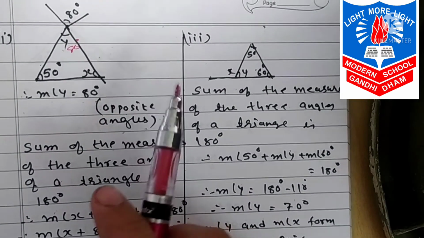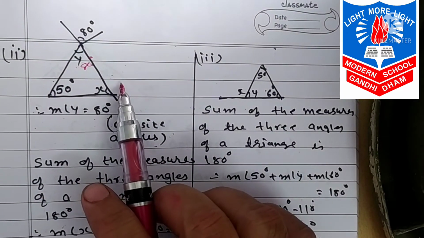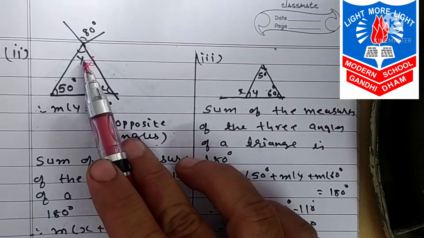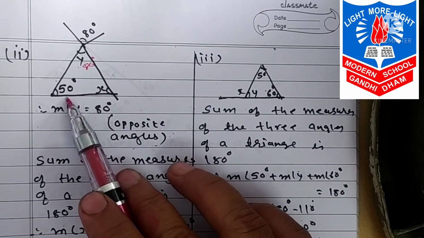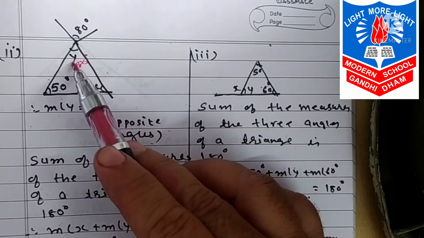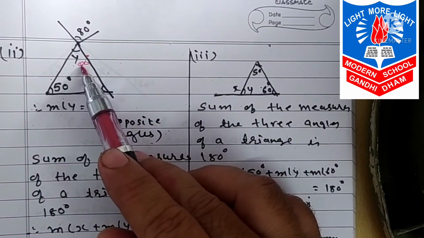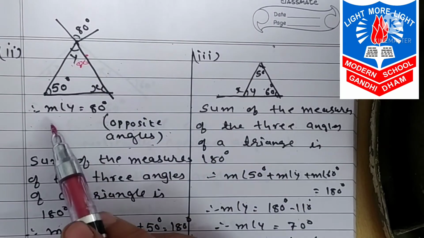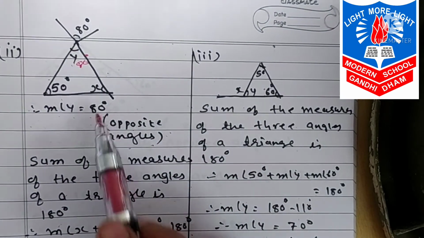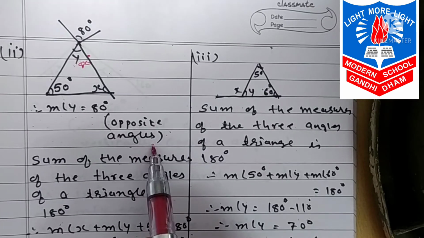Now the second one. Here the figure is given. Here is y, here is x and here is 50. See, here 80 and here is y. Both are opposite angles. Therefore, the measure of y is equal to 80 degrees. We write here: measure y is equal to 80 degrees, in brackets, opposite angle.